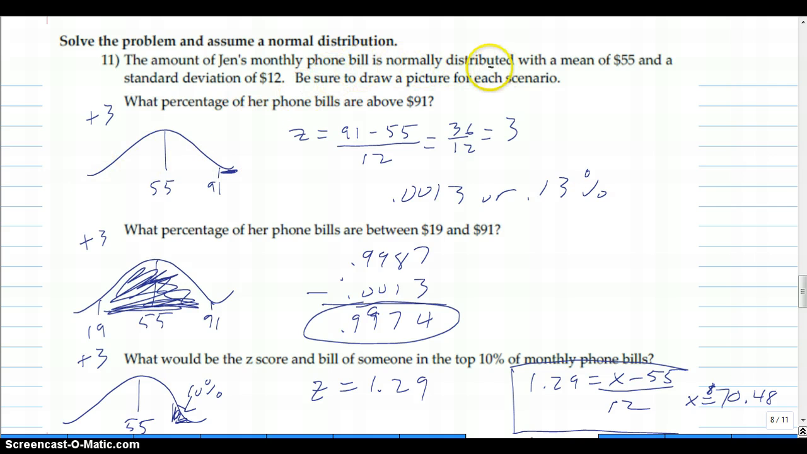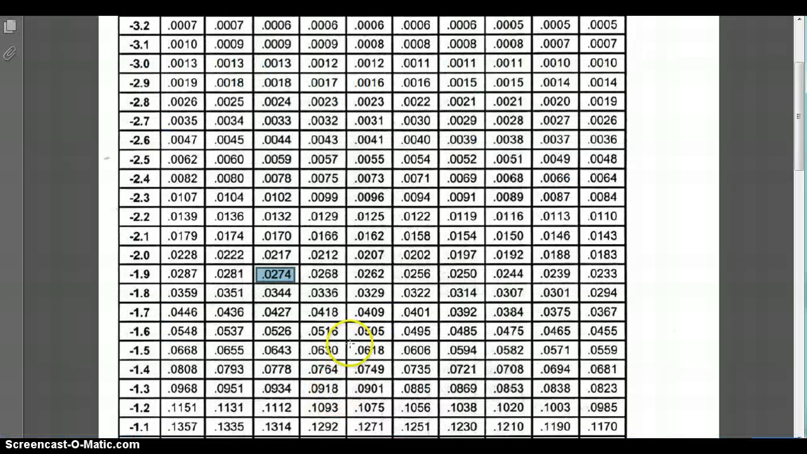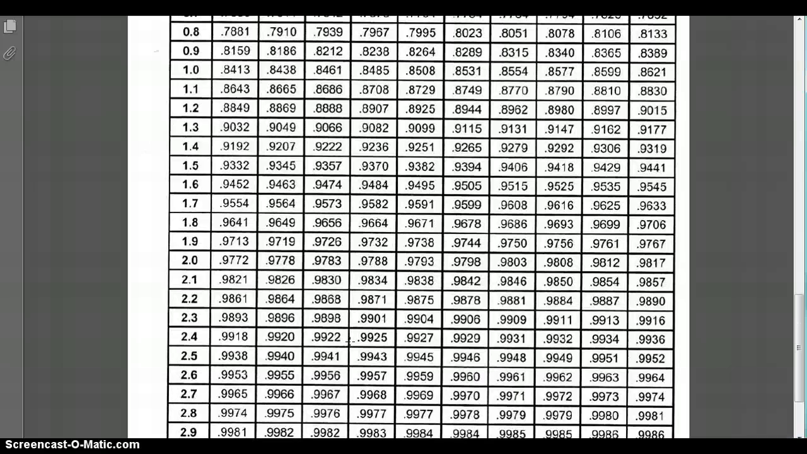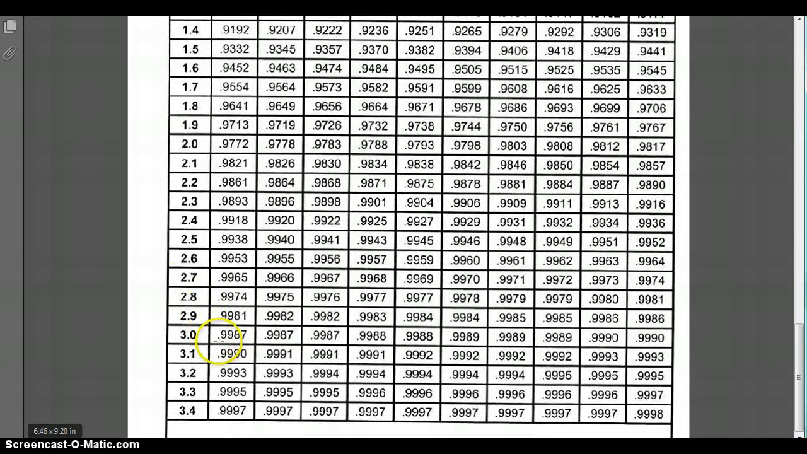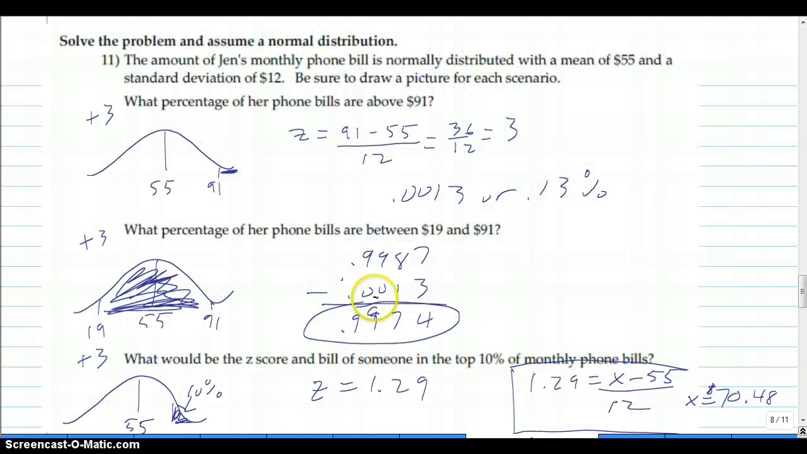It says draw a picture for each scenario. So you need to draw the normal distribution with the mean in the middle, 91 up here. If we look up 3 on our z-table, so let's do that. If we look up positive 3, that puts us right here, 0.9987. Well, we want the area to the right, so you take 1 minus 0.9987, you get 0.0013. So there's the probability that it's higher than 91.